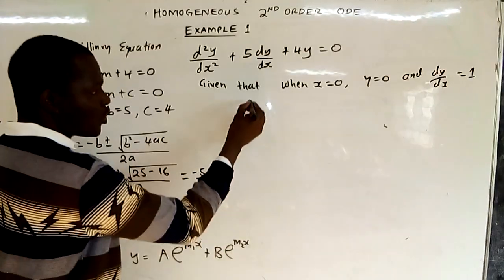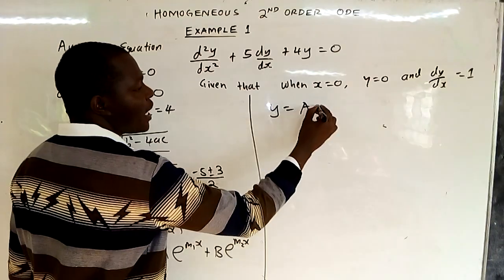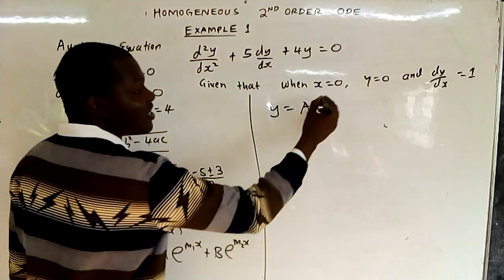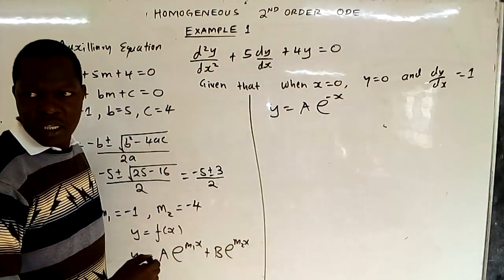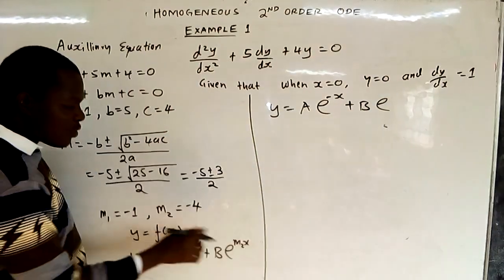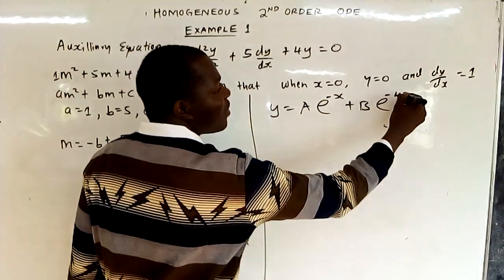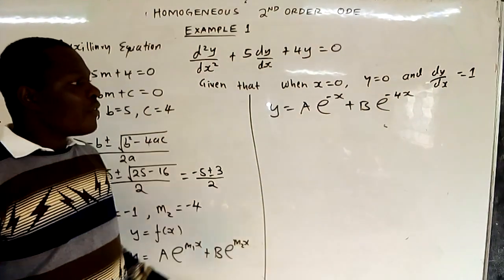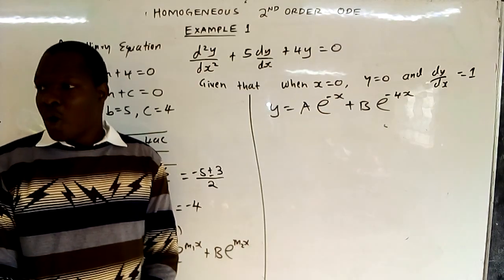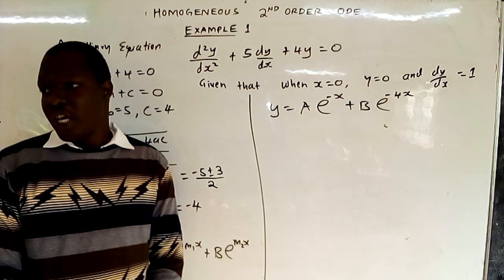If you do the substitution, what do you have? You have y equals a e^(m1 x), but m1 is negative 1, isn't it? So that is e^(-x). Then it is plus b e^(m2 x), but m2 is negative 4, so it is e^(-4x). So you see, this is the general solution of the homogeneous second order ODE, isn't it?